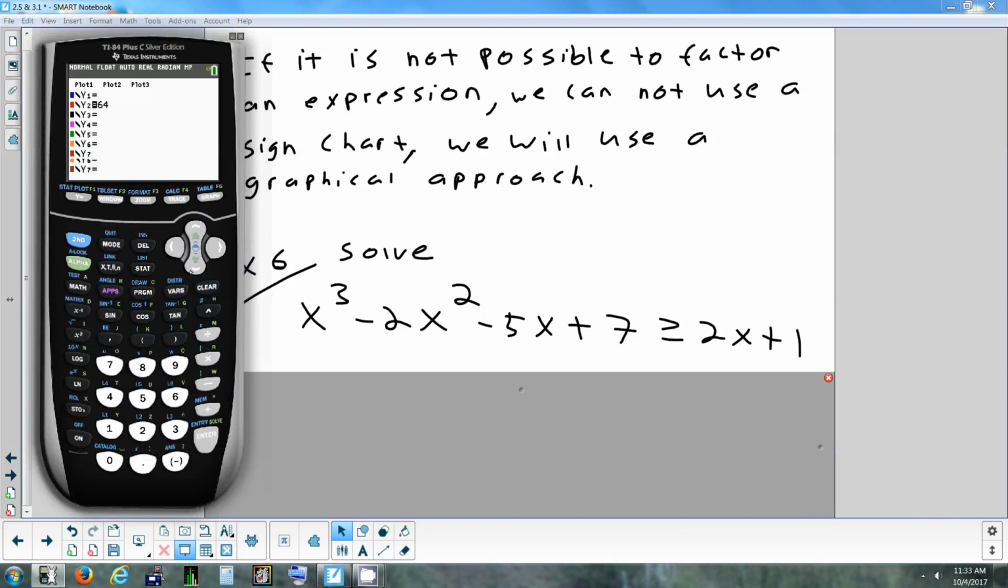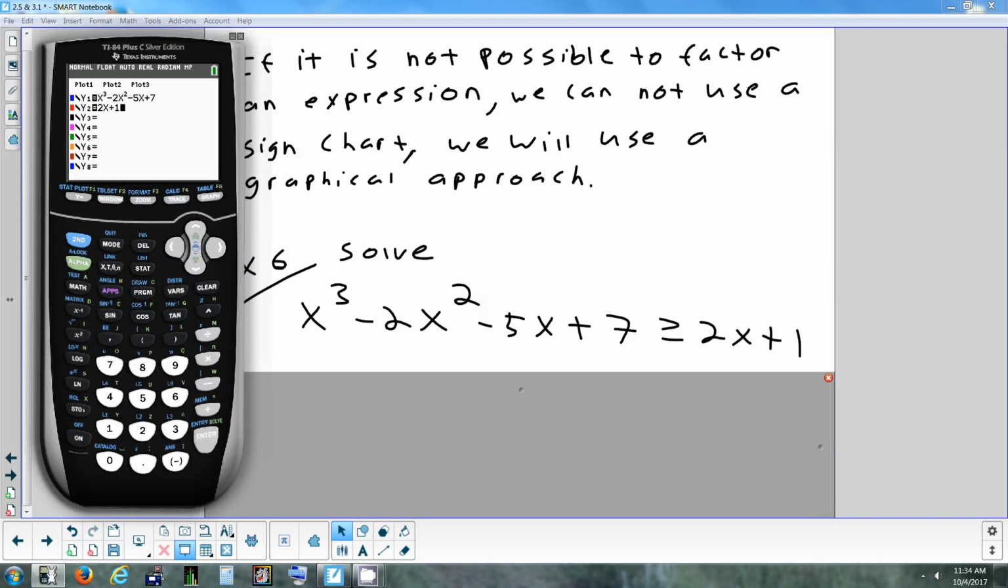And really, we're not going to do anything you haven't done before. We're just going to look for a couple intersection points. So we have x cubed minus 2x squared minus 5x plus 7. And then for y2, you're going to put in 2x plus 1.